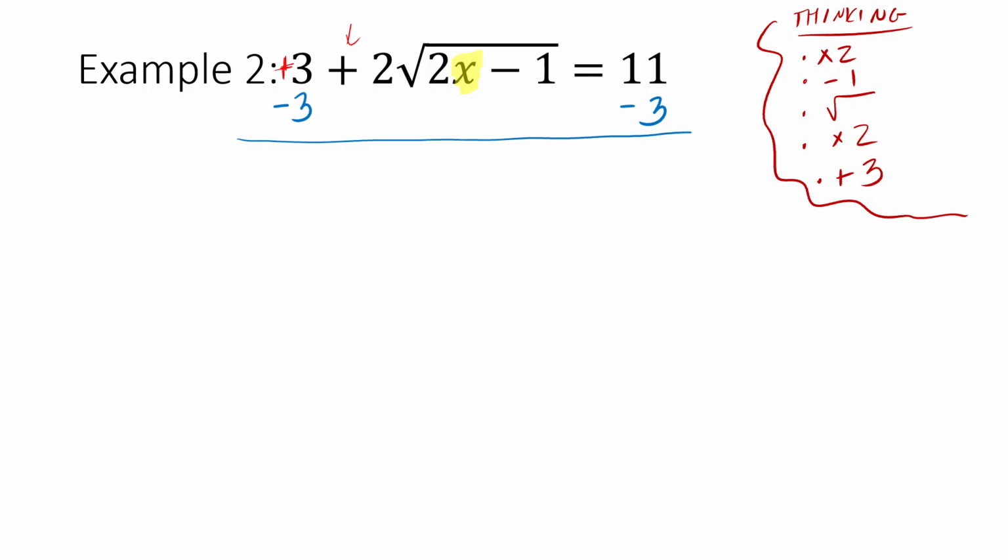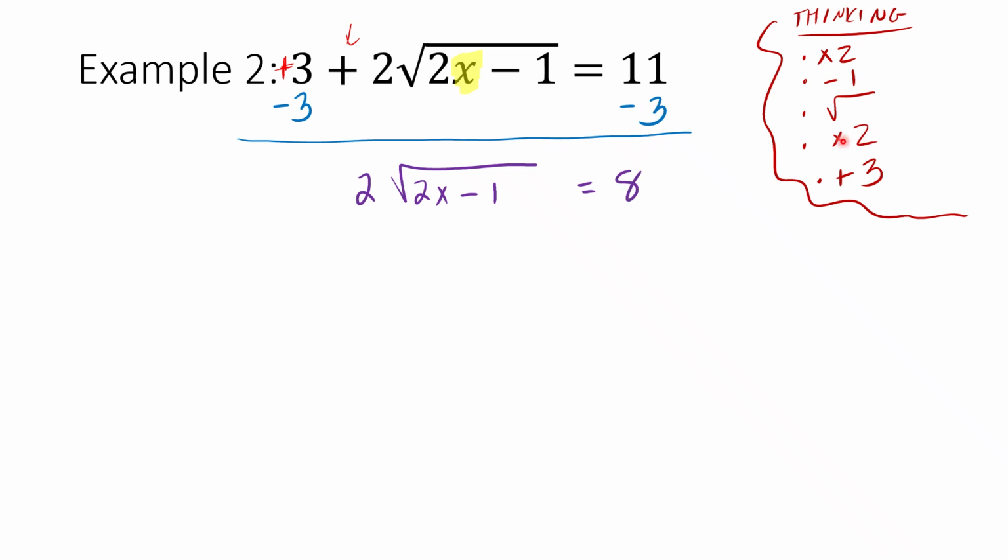And that is grounded in knowing those order of operations really, really well in the first place. So subtracting the 3 from both sides, 3 minus 3 is 0, causing that to cancel on that side. And we are left with 2 times the square root of 2x minus 1. And then on the right, 11 minus 3 is 8.